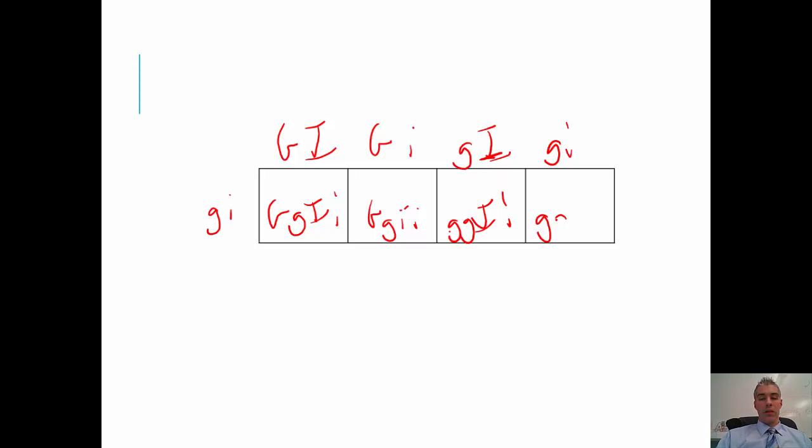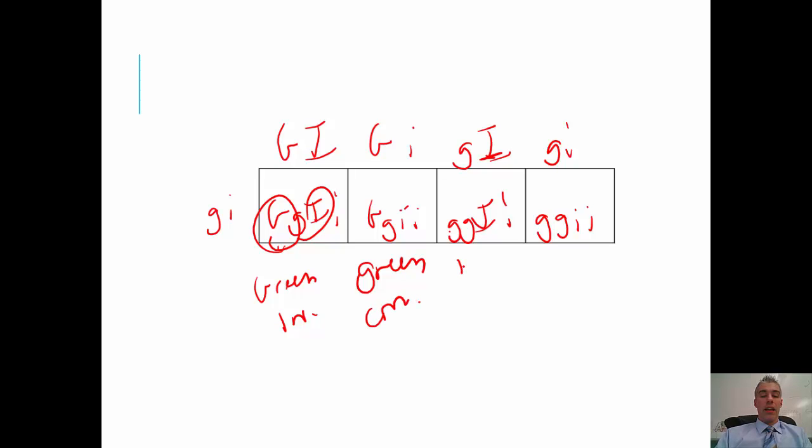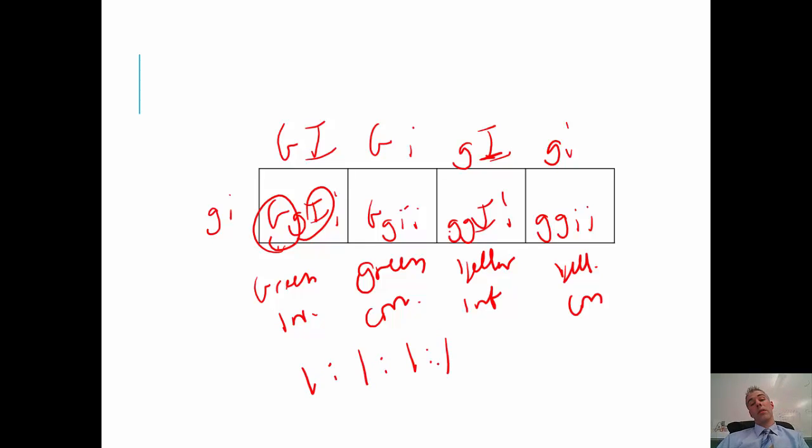Sorry, this looks bad, but it's big G little g, big I little i, and so on. So notice what you get out of this: green inflated, green constricted, yellow inflated, and yellow constricted. So this is a 1-to-1-to-1-to-1 phenotypic ratio. You get all of the different possibilities here. This is actually an example of something that looks very similar to what we're going to call a test cross, but we'll talk about that later. Okay, so 1-to-1-to-1-to-1 phenotypic ratio.